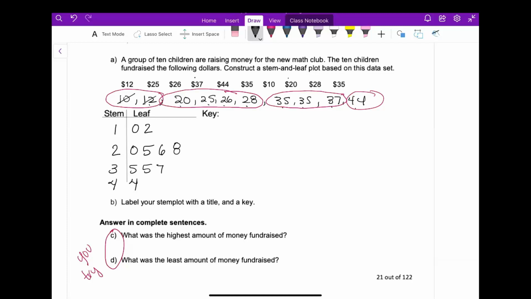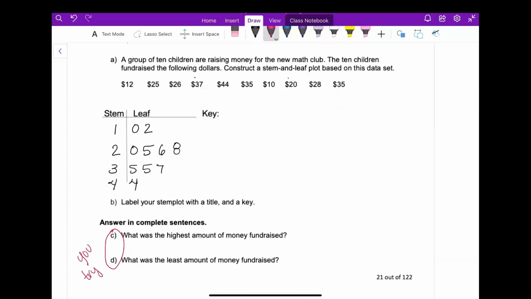Let's go ahead and make sure we have a title and a key. So what is a title for this graph? Let's title it Fundraising for Math Club.